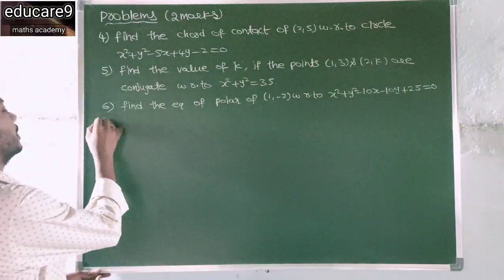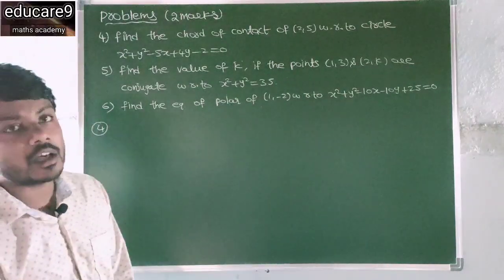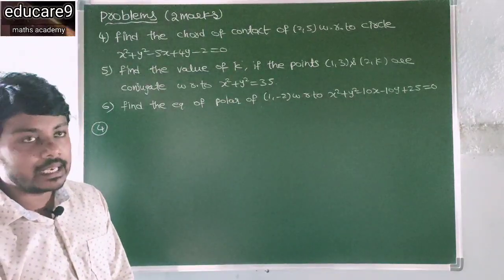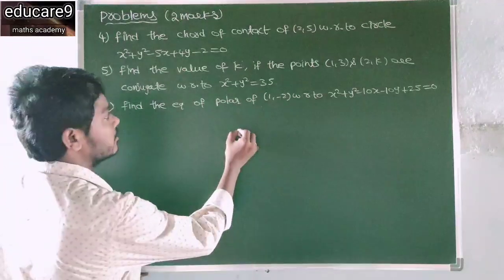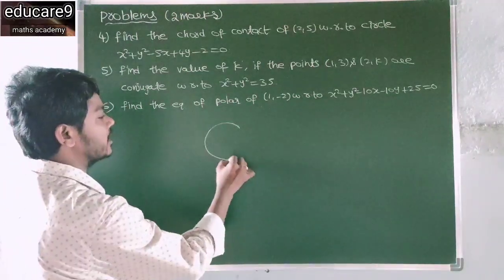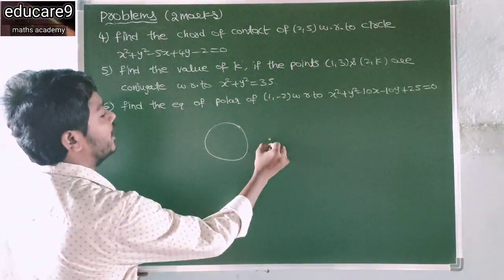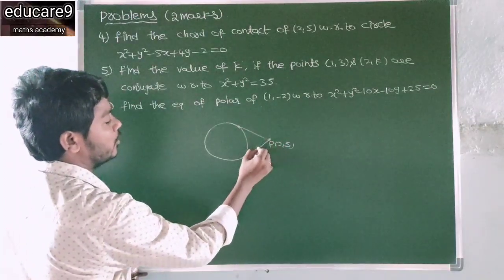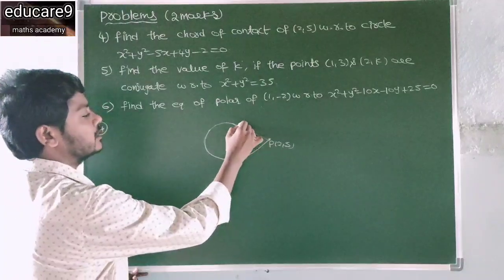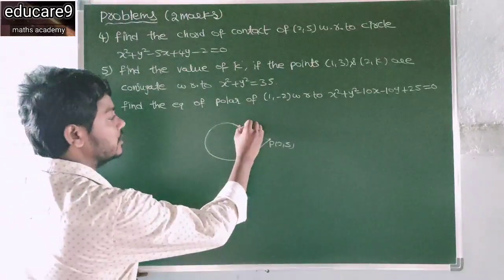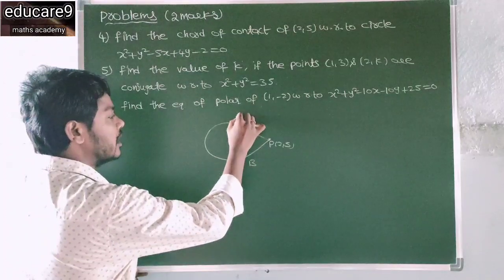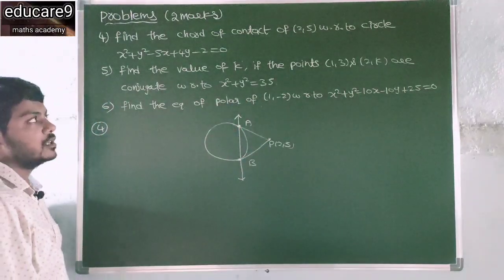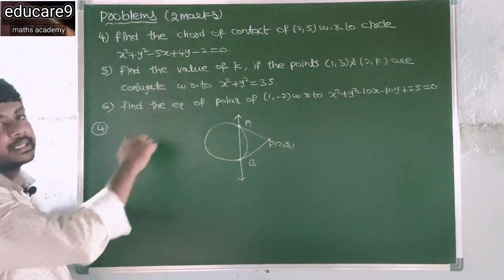Question number 4. Find the chord of contact of 2, 5 with respect to the circle. See here, this is the given circle. This is the point 2, 5. So draw the tangent lines from the point P, which intersect the circle at two distinct points, A and B. Then the line passing through AB is called the chord of contact. So you need to find this chord of contact equation.